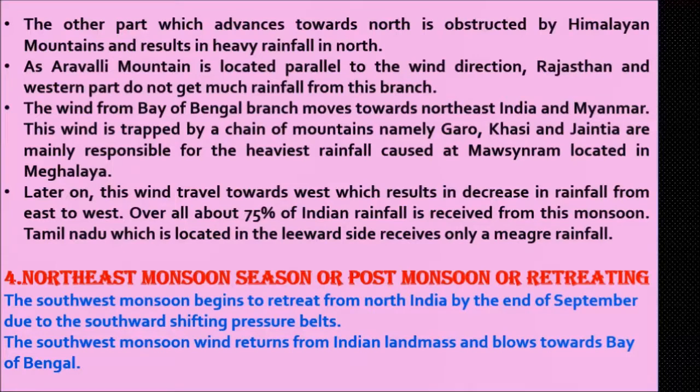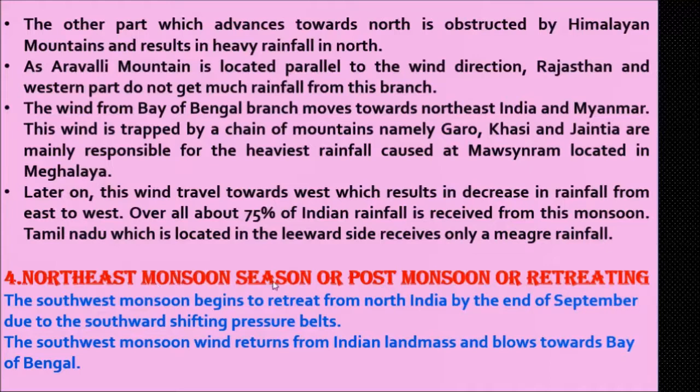So 75% of the Indian rainfall is received from these monsoons only. Tamil Nadu, which is located on the leeward side, receives only a meager rainfall. It is just located in the leeward corner, so it receives very little rainfall. Okay, and the last season is the northeast monsoon season, or post monsoon or retreating season.